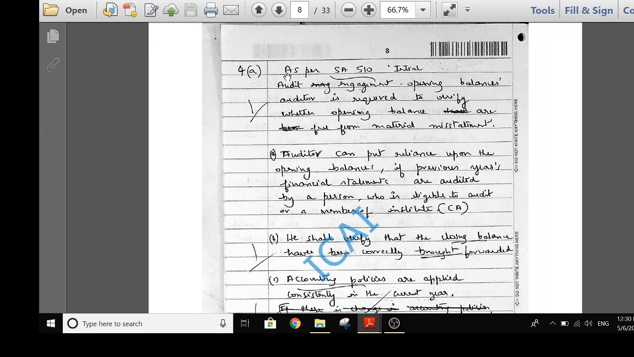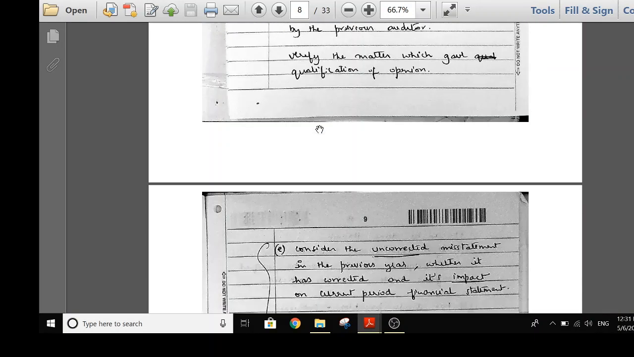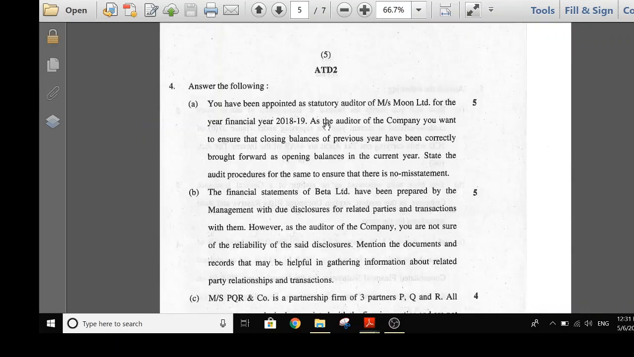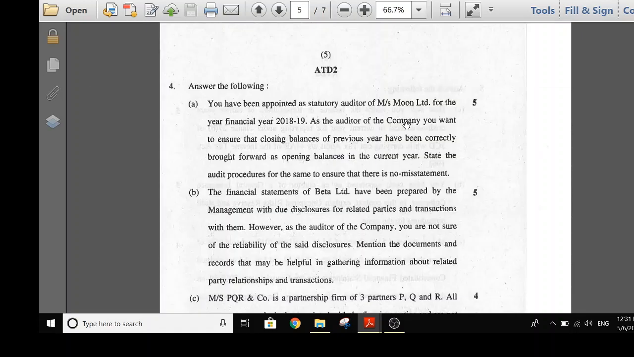About opening balances, you'll have to mention as per SA 510, Initial Audit Engagements, Opening Balances: auditors are required to verify that the opening balances are free from material misstatement. This is the opening statement. After that, you have to write the points, what you would do. For that, I've written some of my own points, and I think I got 4 out of 5. Whatever came to my mind I've written, and you may have a look at SA 510 for more explanation.